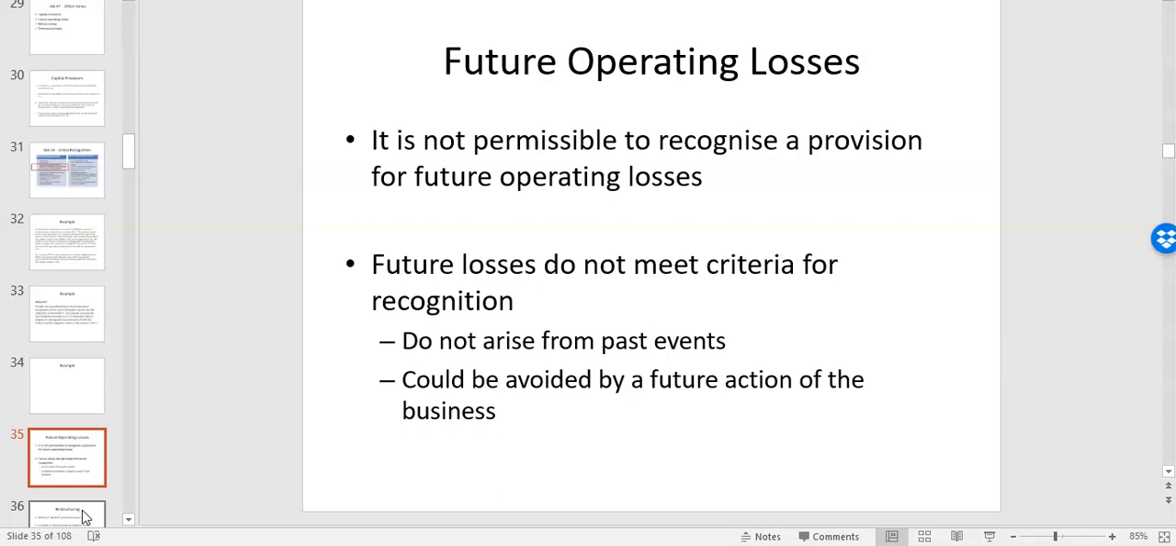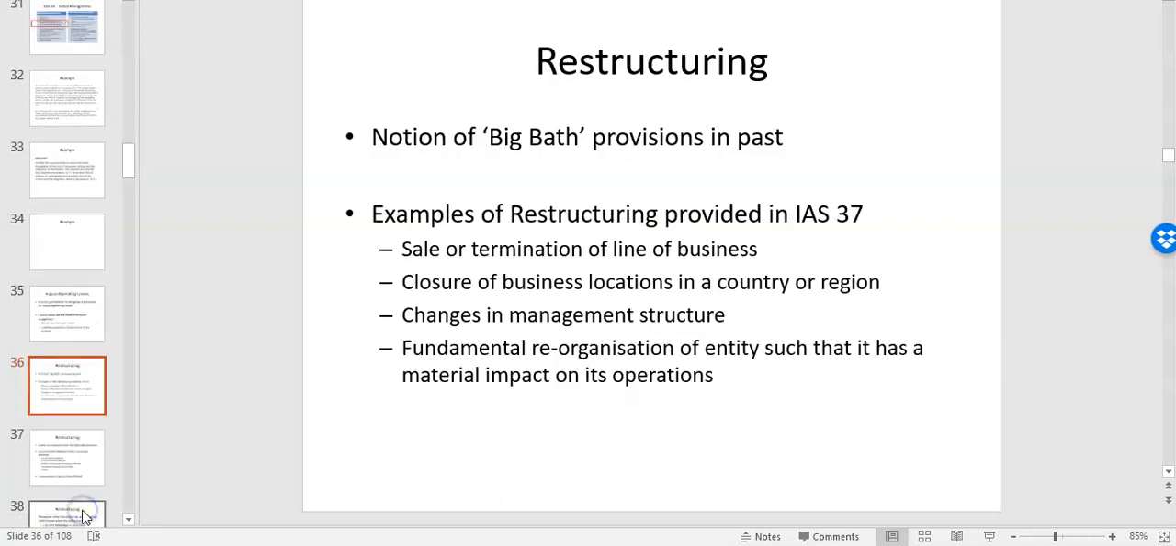Just generic losses. There is one or two exceptions, we'll deal with them, but generic losses just because the business is performing poorly, that's not allowed because they're not an obligation. They don't arise from past events. You could avoid them by changing different actions of the business or, in extreme circumstances, closing the business.